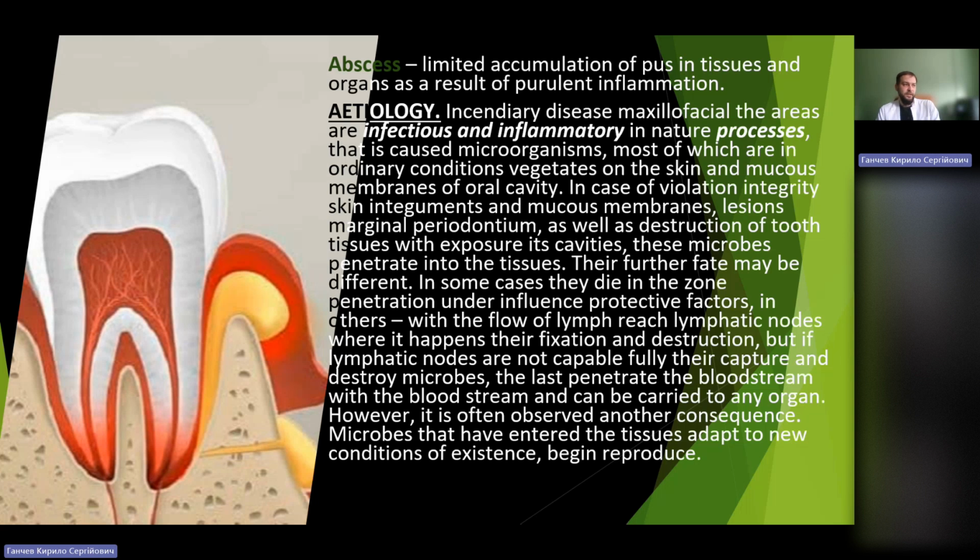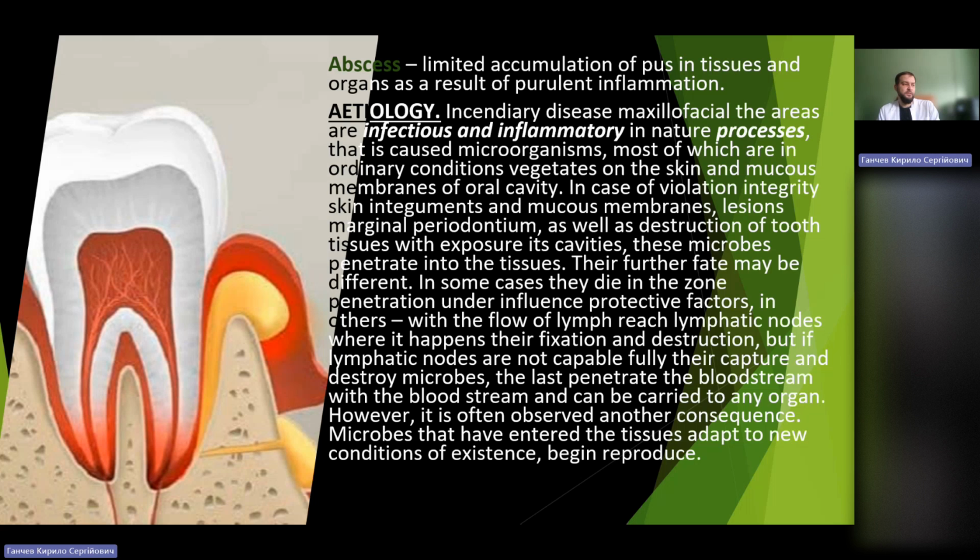In case of violation of the integrity of the skin, integument and mucous membranes, lesions of the marginal periodontium, as well as destruction of tooth tissues with exposure of its cavities, these microbes penetrate into the tissues. Their further fate may be different. In some cases, they die in the zone of penetration under the influence of protective factors. In others, with the flow of lymph they reach lymphatic nodes, where their fixation and destruction happens. But if lymphatic nodes are not fully capable of capturing and destroying microbes, the latter penetrate the bloodstream and can be carried to any organ.